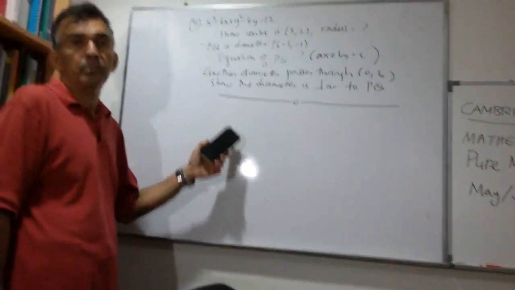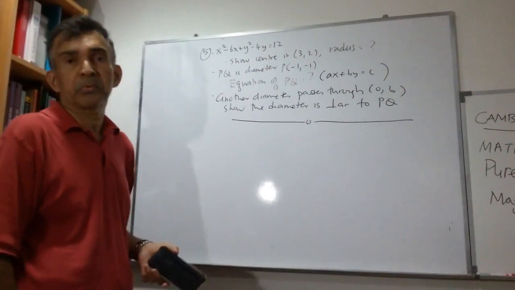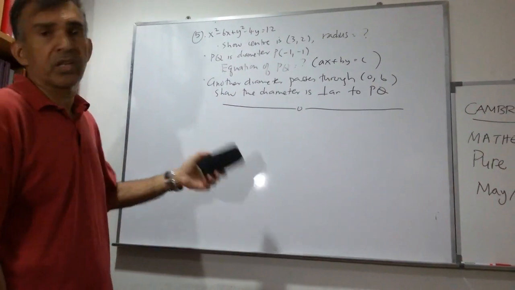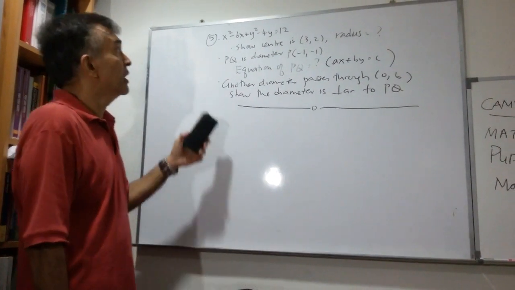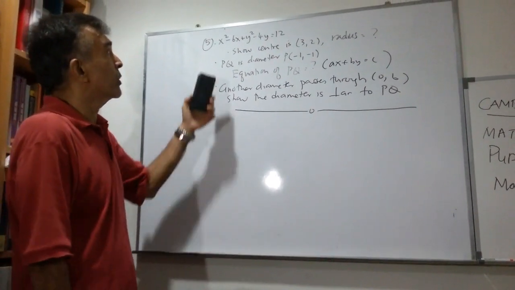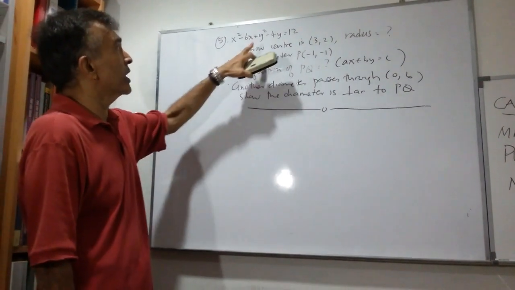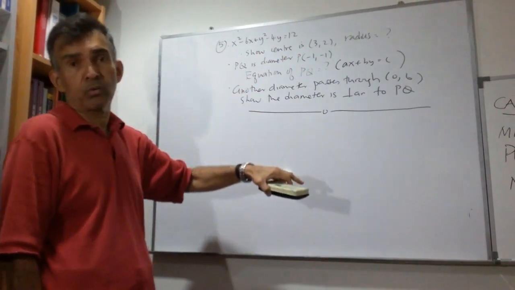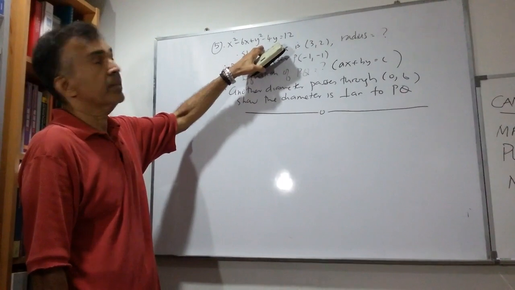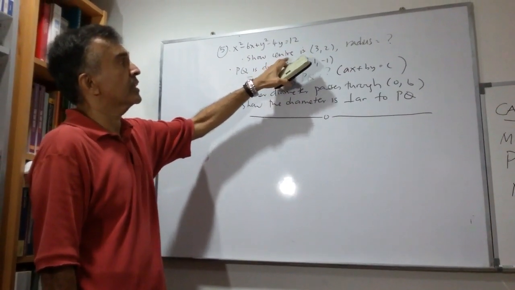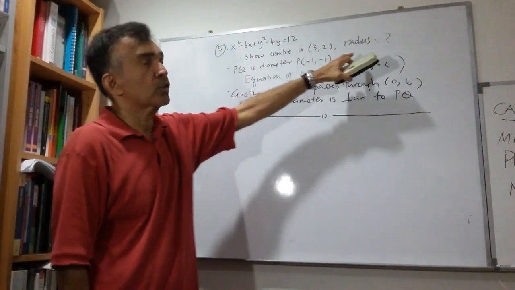For the actual question, please go to the website and download the exam paper. I've paraphrased the question so that we can just deal with the solution. We are given the equation of a circle, x squared minus 6x plus y squared minus 4y equals 12. We are asked to show that the center is (3, 2), and to find the radius.